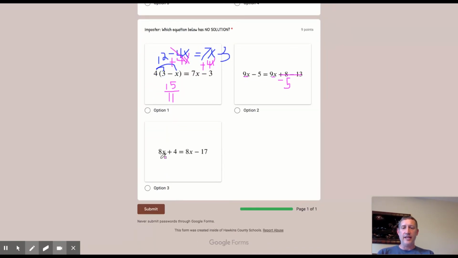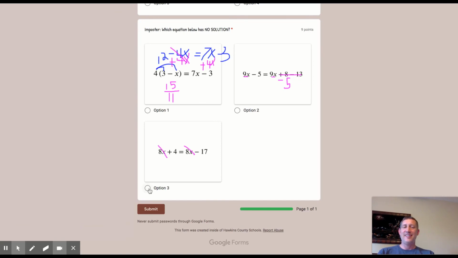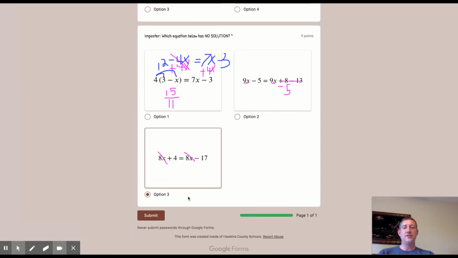So look, we have 8x on this side and 8x on that one side. You don't have to simplify this one. That's nice. If I was to subtract 8x, it would cancel them both. And I would be left with 4 equals -17. Is that true? Does 4 equal -17? Wait, what? No, that's illogical. So that is the one that has no solution.